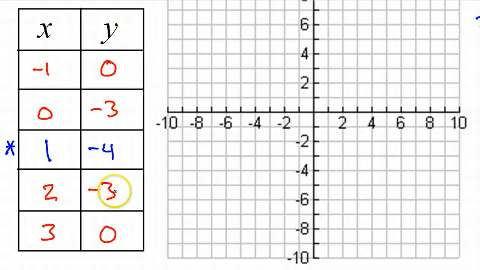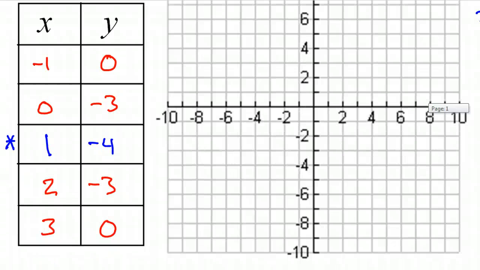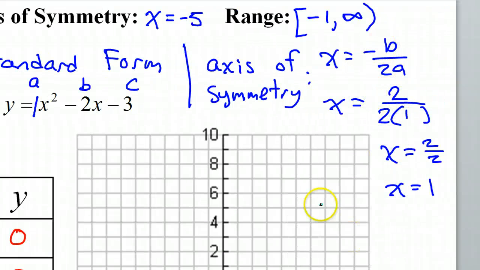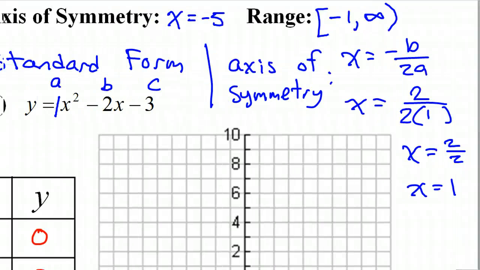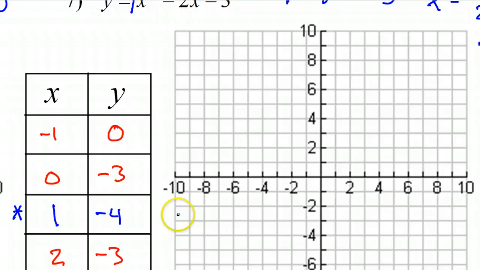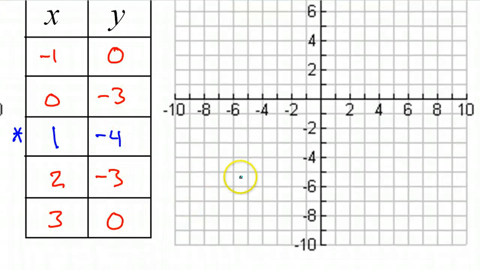If that doesn't happen, if you don't see the values you're expecting, you probably typed in the equation wrong. So go back, or maybe you put the wrong thing in the middle. You did your opposite of b over 2a wrong. So you need to catch your mistake and fix it when you don't see this symmetry in your table.